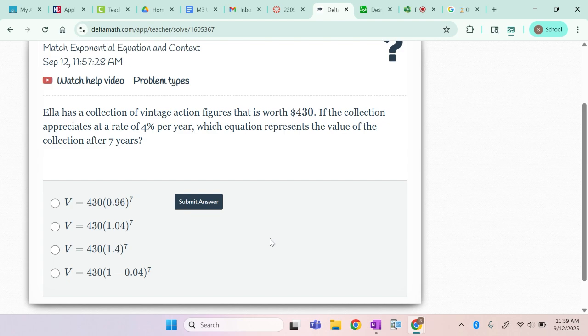So typically if you see a word problem that's exponential, you're going to be using one of two formulas. You're either going to be dealing with exponential growth, which is y is equal to a times 1 plus r raised to the t power, or you're going to be dealing with a decay, which is pretty much the same thing as growth, but switch that plus with a minus. So it'll be y is equal to a times 1 minus r raised to the t power.